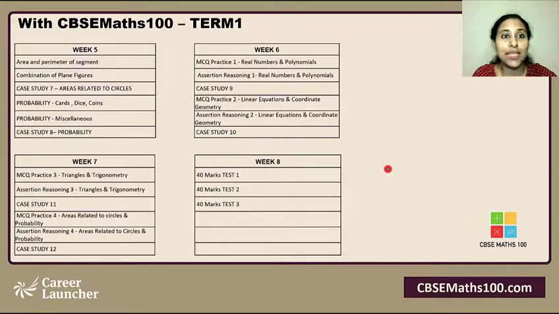In the next week, that is week 5, we will be finishing with our concept-wise discussion for each chapter. So by the end of week 5, you're already done with areas related to circles and probability as well. What do we do for the remaining 3 weeks? This is the time where we're doing intensive practice.